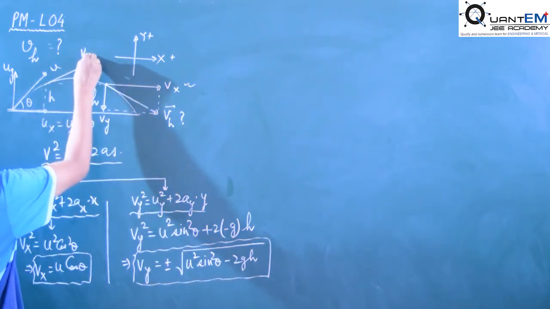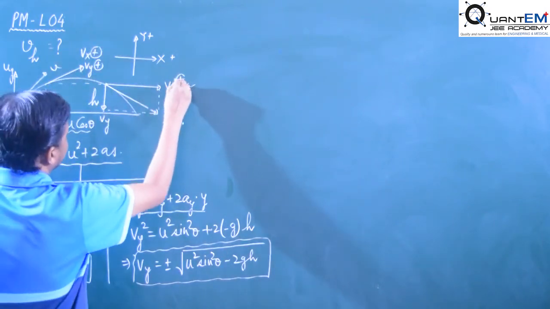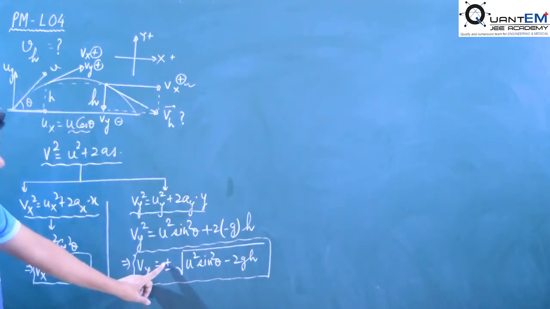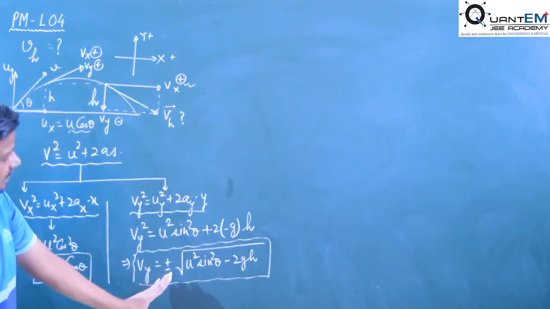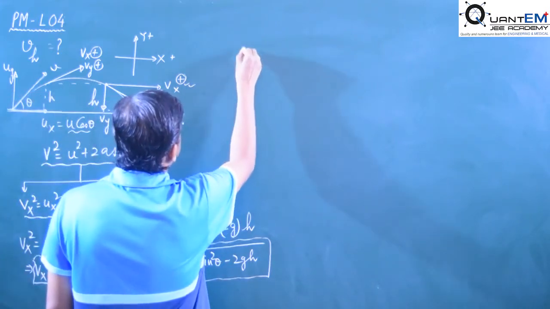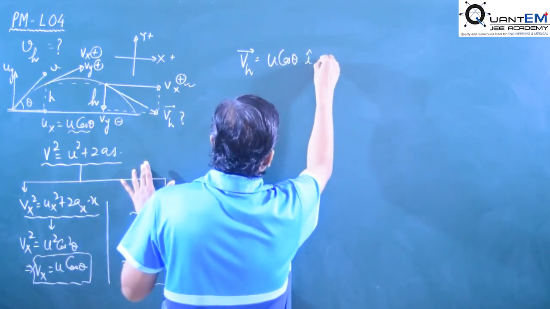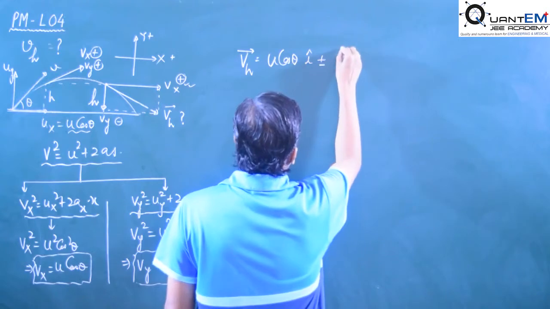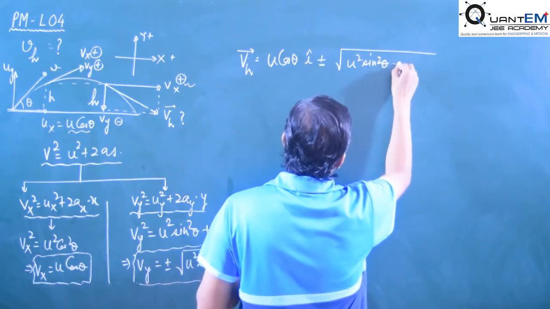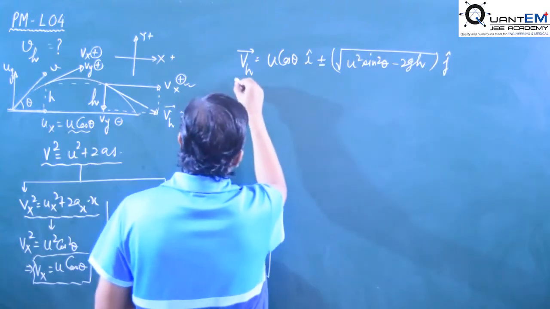For this part, vx is positive and vy is also positive. For this part, vx is positive but vy is negative. So during upward motion we have to take the positive part, while for the downward motion we have to take the negative part. That's why the velocity at any height h is u cos theta i cap plus or minus under root u square sin square theta minus 2gh j cap. So this one is the result.